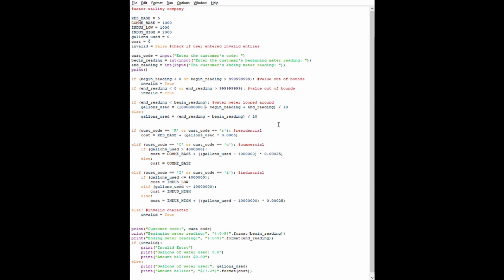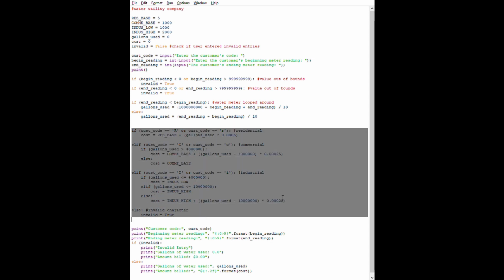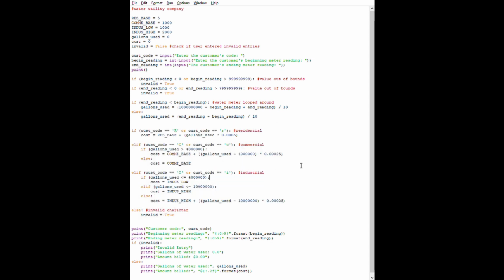So this block here is for reading the customer's area code, and if it's R, it's residential. And so to calculate the cost of their water usage is going to be the base price plus how many gallons they used times $0.0005. And if not, then it will go to the commercial block right here, and then if the gallons used is over 4 million, that means that cost will be the base price plus whatever extra gallons they used times 0.00025. And if not that, then it's just the base price, and that's it.